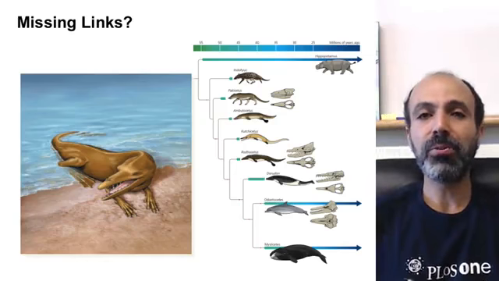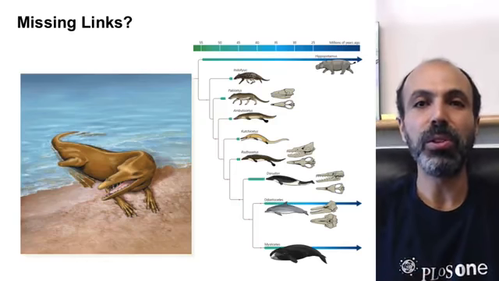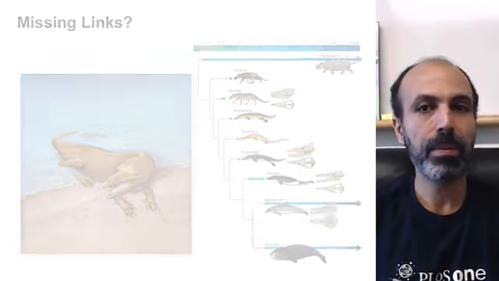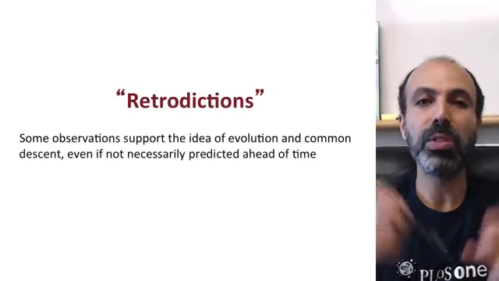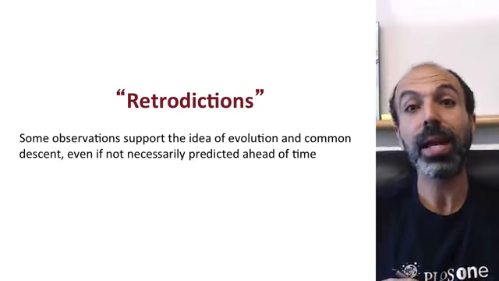So I talked so far about a few predictions of common ancestry and evolution over time, driven especially by natural selection. Let's change gears a little bit, and let me talk about some retrodictions. So these are observations that support the idea of evolution and common descent, but they won't necessarily have been things that we predicted ahead of time. When we see them, they support this idea, but if we didn't see them, it doesn't necessarily mean that they don't support it. So these are things that are consistent with the idea of evolution by natural selection and common ancestry of species.